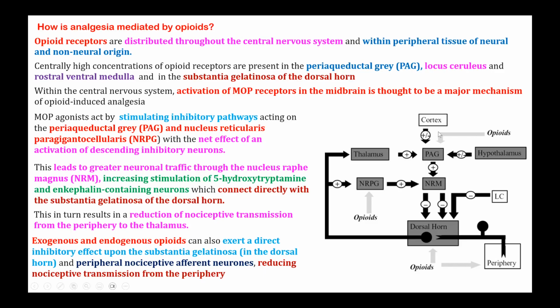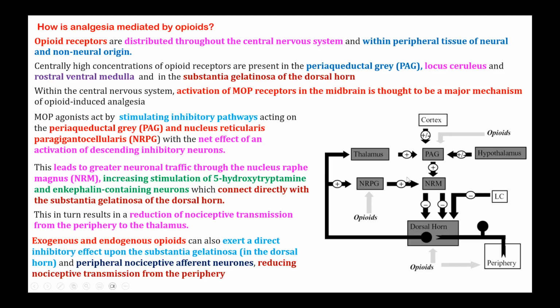So by acting between the cortex and the periaqueductal gray, they can activate the inhibitory pathways, and the inhibitory pathways block the dorsal horn from where the signal has to go. And from the periphery, when it goes to the dorsal horn, opioids also act here. And the third location, they act in the NRPG, which is the nucleus reticularis paragigantocellularis.